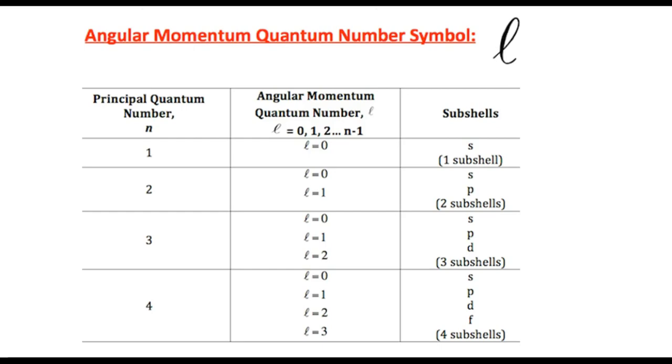And for the third, there are 3 angular momentum values: L equal to 0, L equal to 1, and L equal to 2. s, p, d. You can correlate with that. 3 subshells. For 4, L equal to 0, 1, 2, 3: s, p, d, f. You can find out that the total number of subshells is equal to the principal quantum number. So each subshell has its own shape and own name, like 0 s, 1 p, 2 d, 3 f.